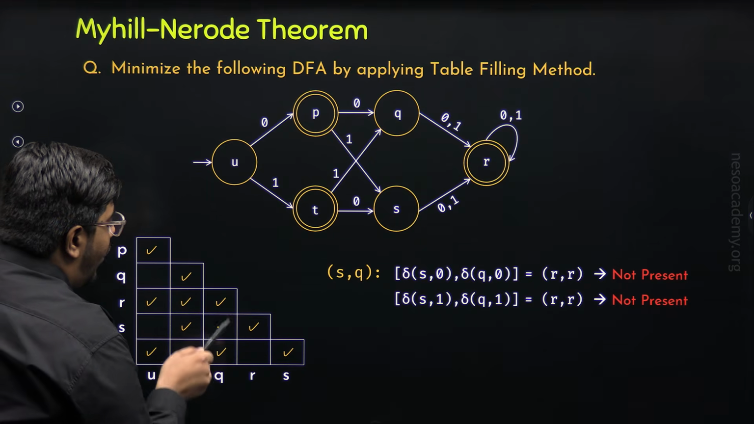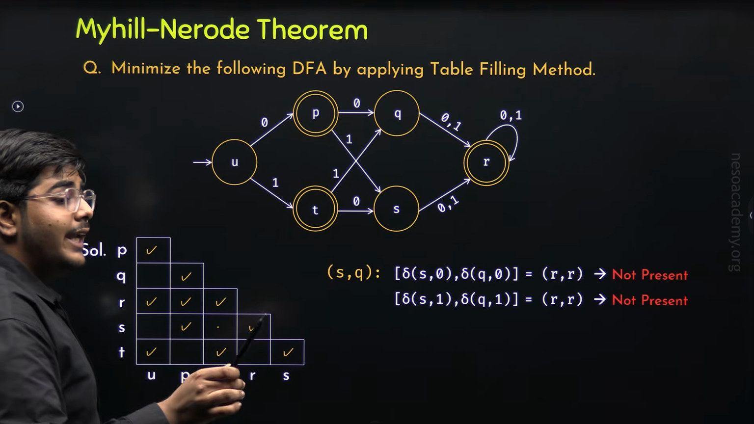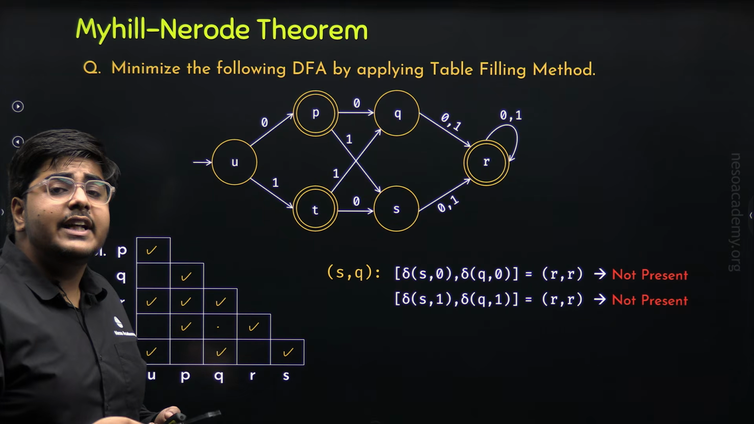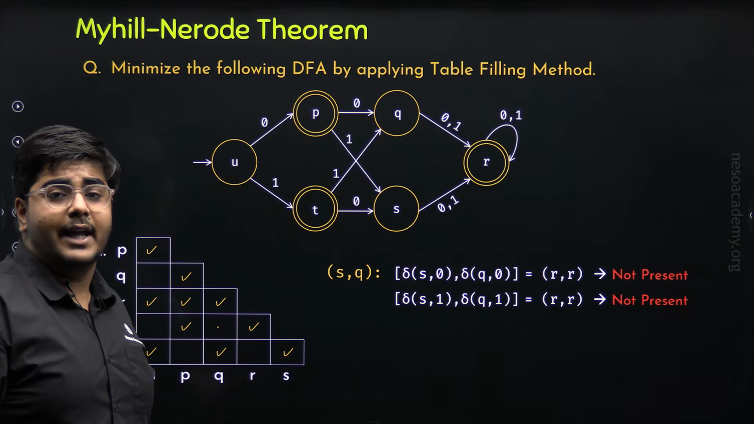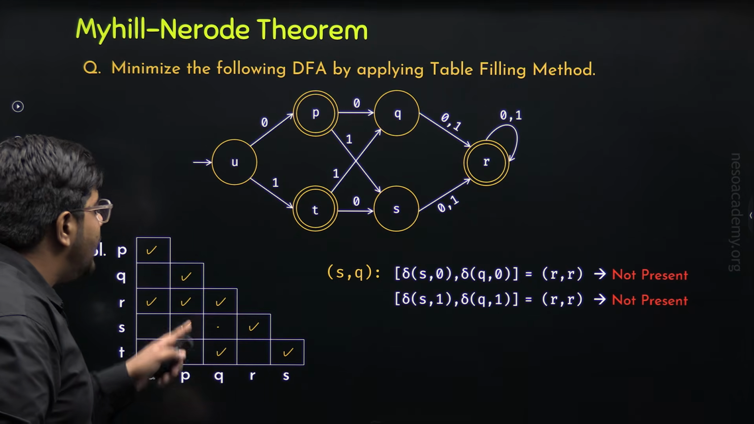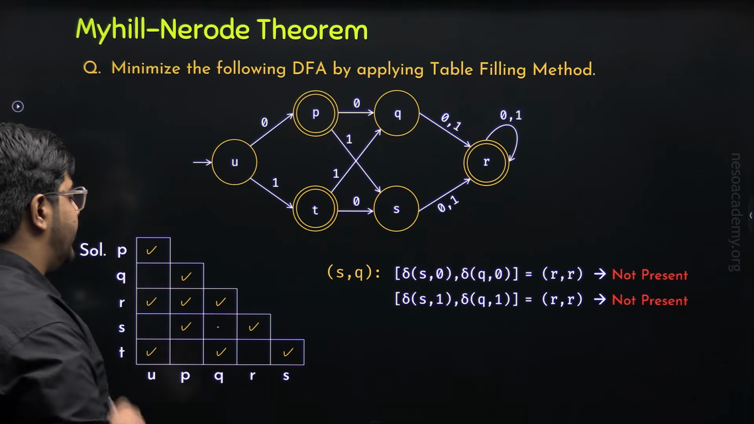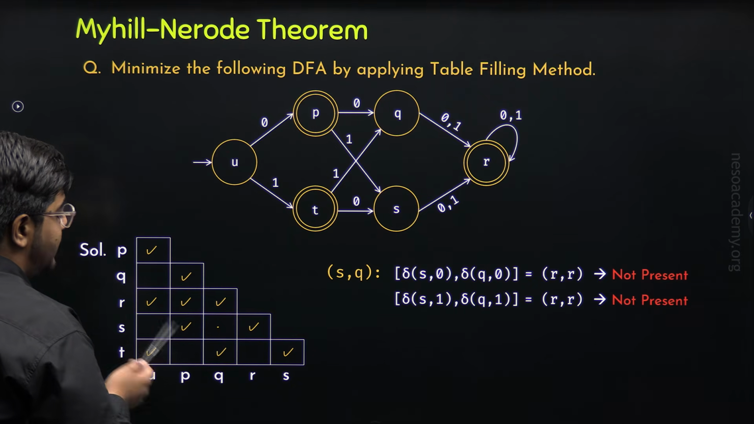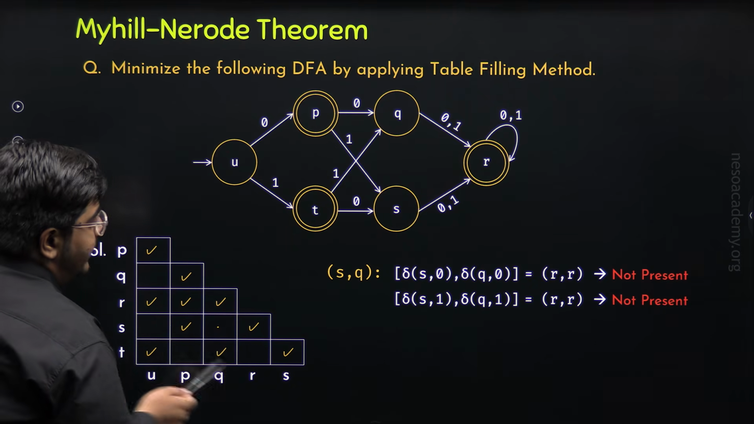S comma Q will always be unmarked in any iteration. So even in the next iteration, we need not check SQ once again, because SQ will always be unmarked in this particular table. Let's check for our last unmarked pair of this particular iteration, that is TR.